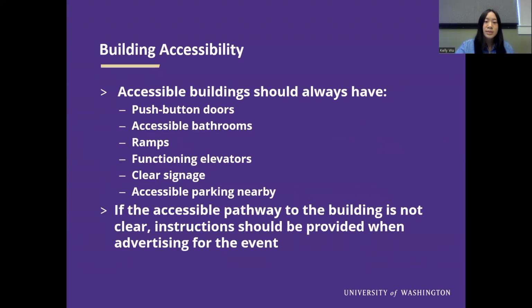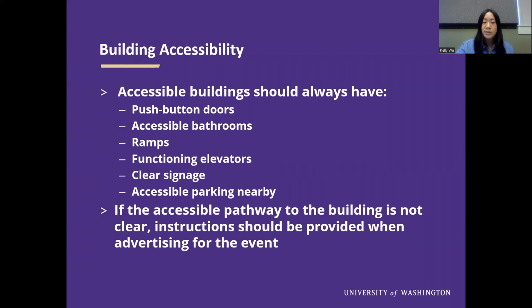And in terms of building accessibility, accessible buildings should always have push button doors, accessible bathrooms, ramps, functioning elevators, clear signage, accessible parking nearby. And if the accessible pathway to the building is not clear, instructions should be provided when advertising for the event.